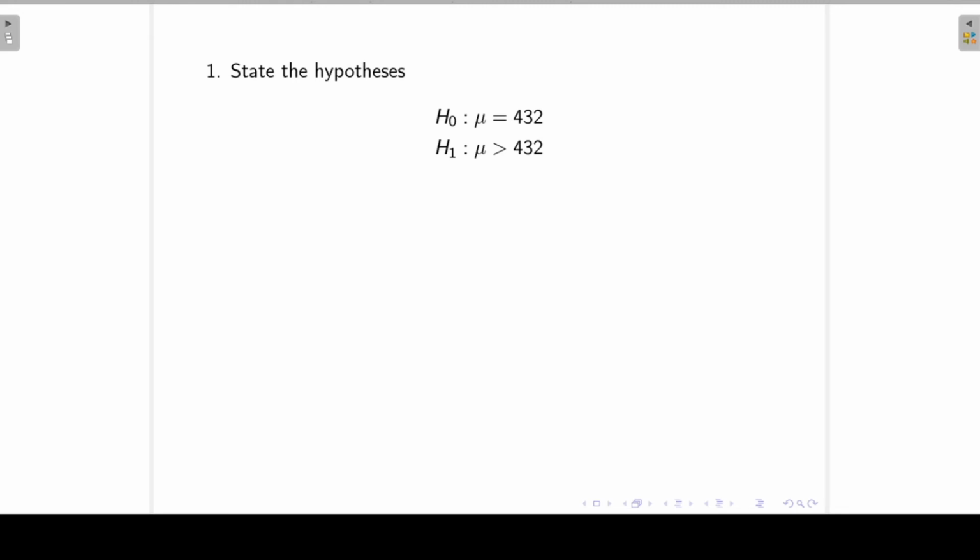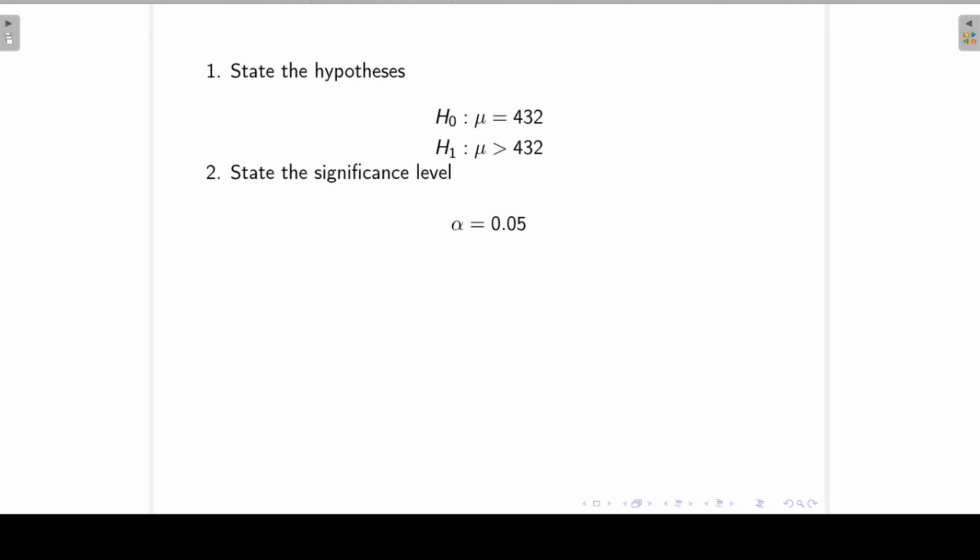Then in the second step, we state the level of significance, our alpha value. Remember, the alpha is the probability to wrongly reject the null hypothesis, and we typically choose the alpha to be 5% or 1% or 10%. But 5% is a very common value for alpha.